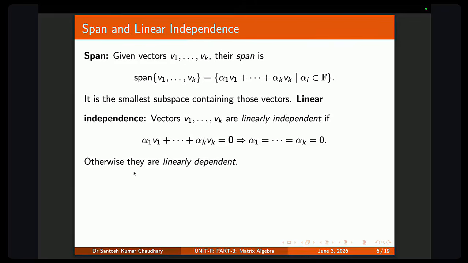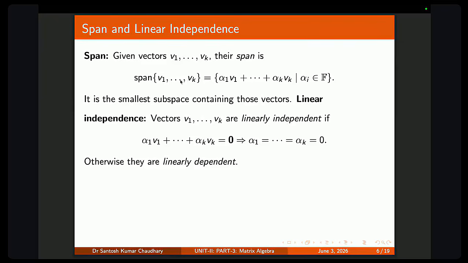So then there is a term called span. What is a span? Given vectors v1, v2, vk, their span is defined as the set of all linear combinations. So this is called a linear combination: alpha 1 v1 plus alpha 2 v2 and so on, alpha k vk, where alpha i belongs to F. So this is the set of all linear combinations of v1, v2, vk.